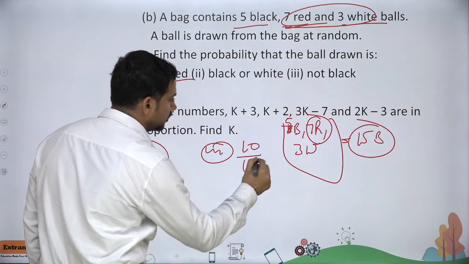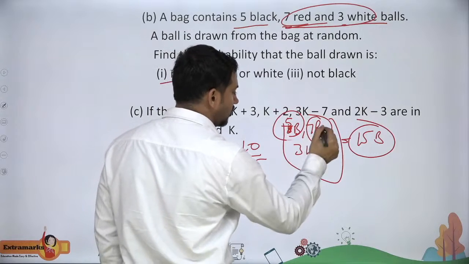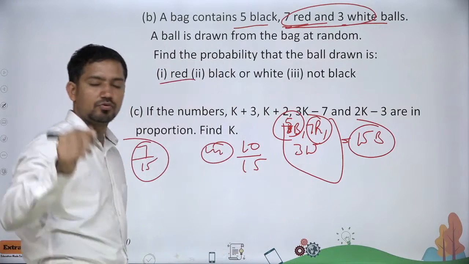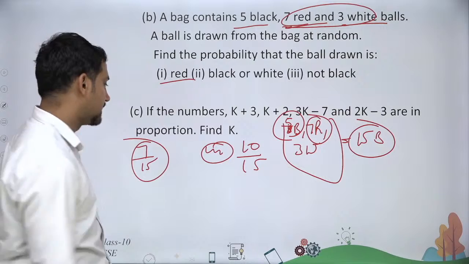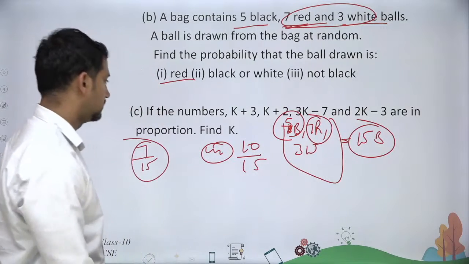Because we did not include black, only 7 plus 3, which is 10. So it is 10 by 15, as the total number of balls is 15.